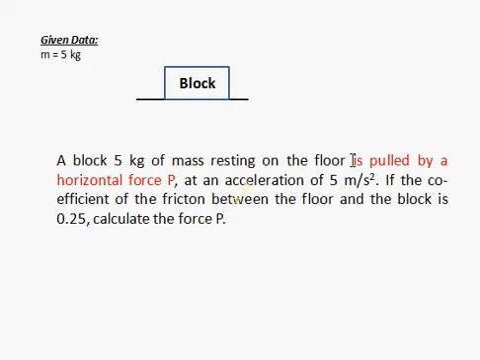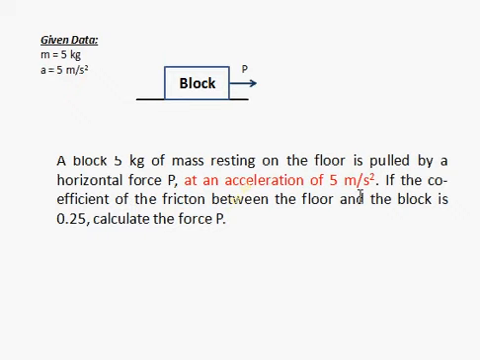Next, back to the question. Is pulled by a horizontal force capital P. Now, this block is pulled by a horizontal force capital P like this. Back to the question. At an acceleration of 5 meters per second square. Now the block is pulled with an acceleration of 5 meters per second square. Now that acceleration is written below the given data.